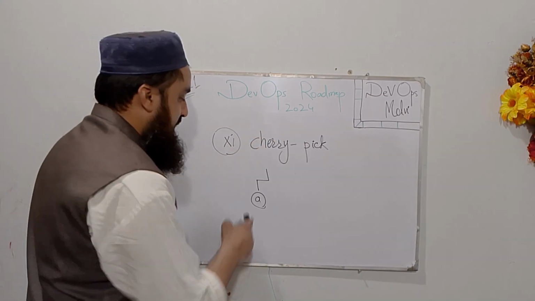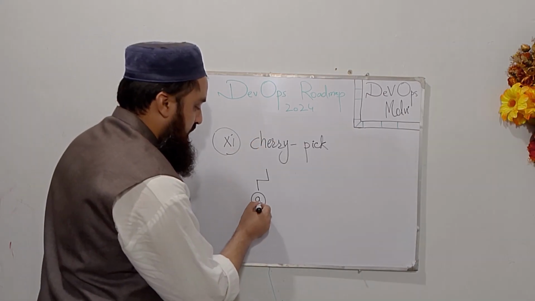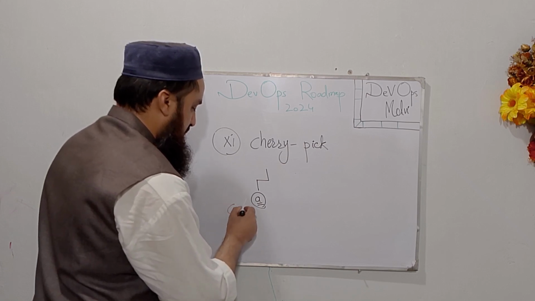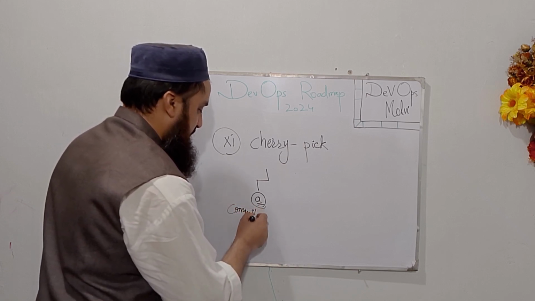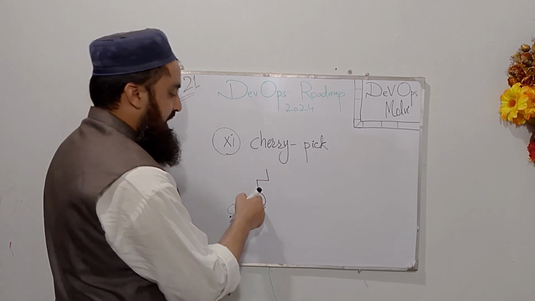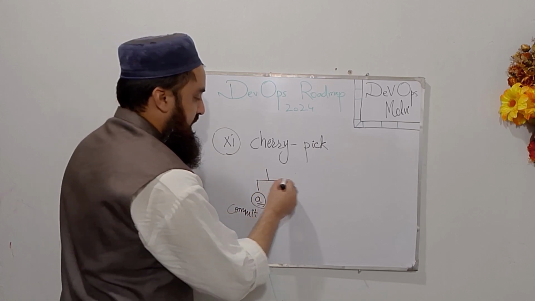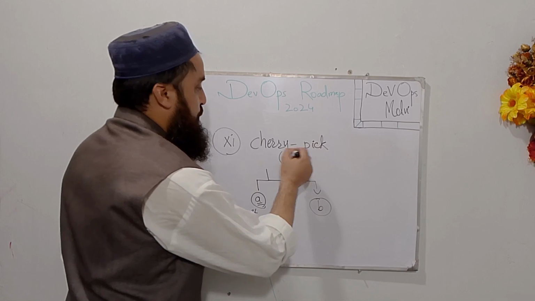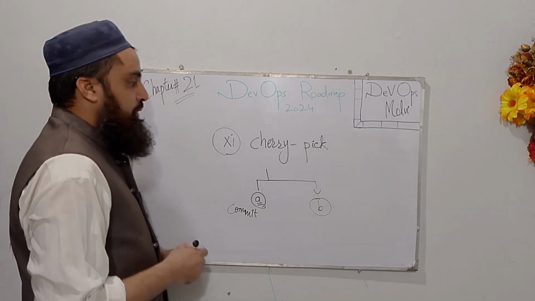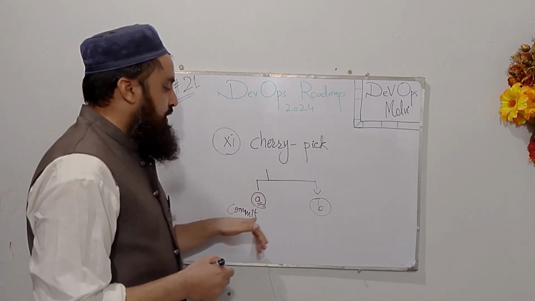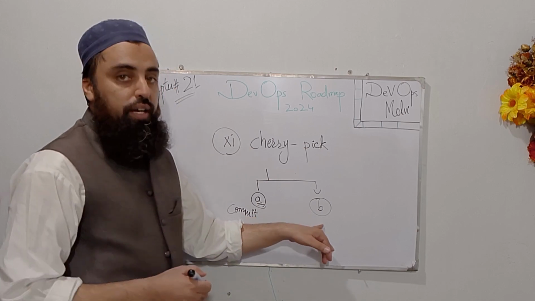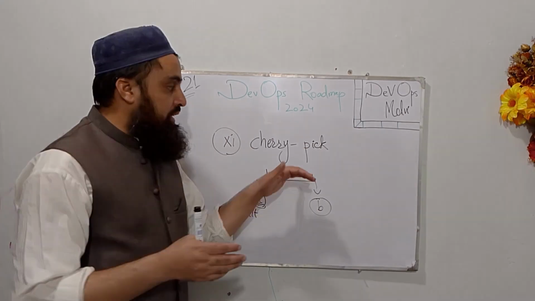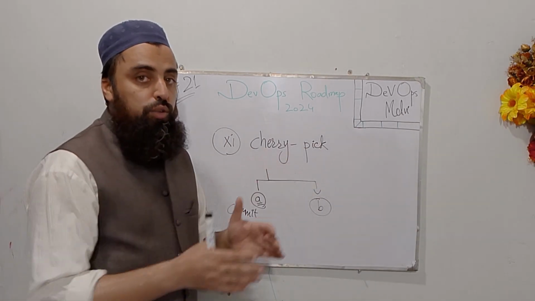Cherry picking means that if I have any change or commit in my branch A and I want to have the same commit, same change on branch B at the same time, then I can use cherry pick. Cherry pick will only copy that commit from one branch to another branch. And also cherry pick can be used to undo changes.